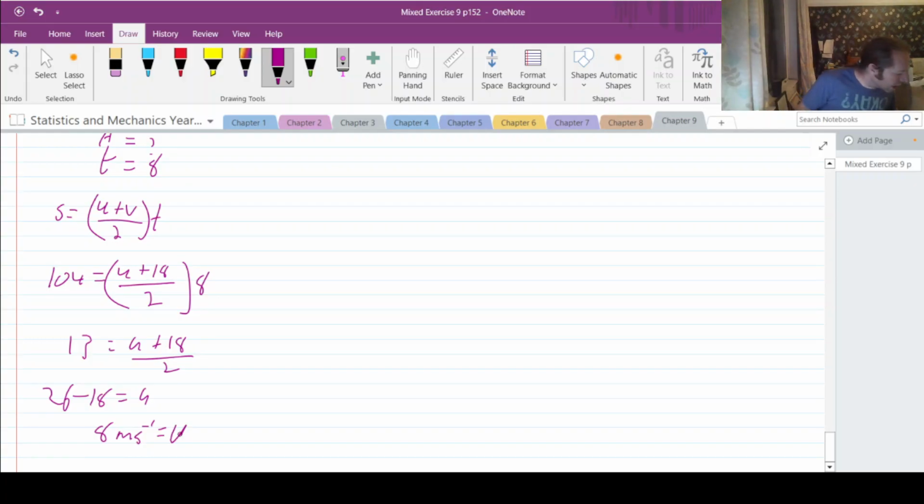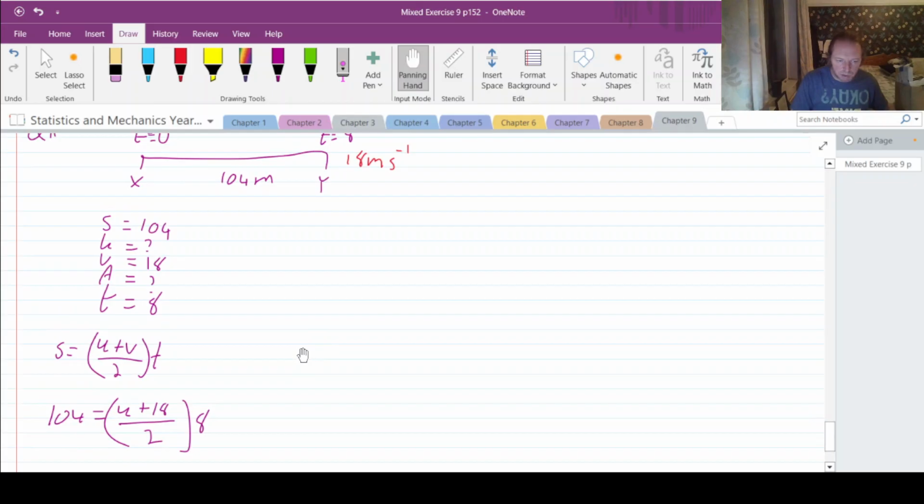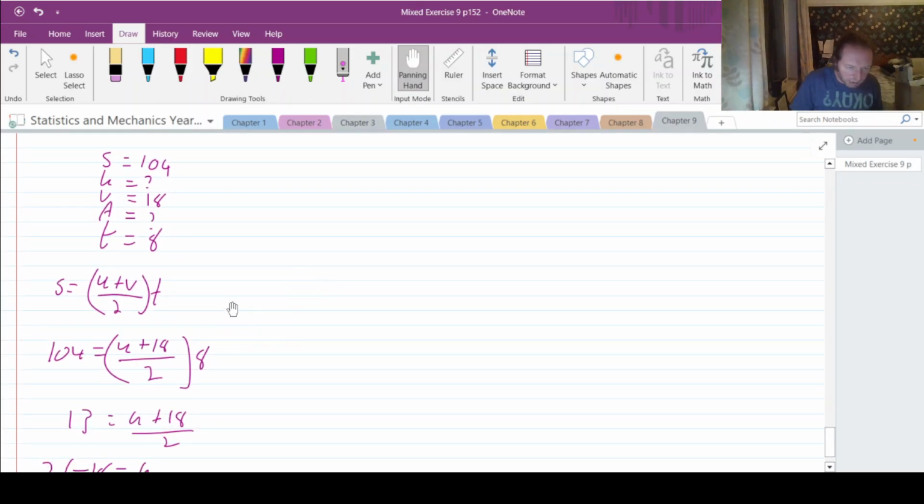Okay, the acceleration of the particle. So we can use exactly the same suvat in here. But this time we're looking for the acceleration, something that does not involve an initial speed. So we can use s equals vt minus a half at squared.